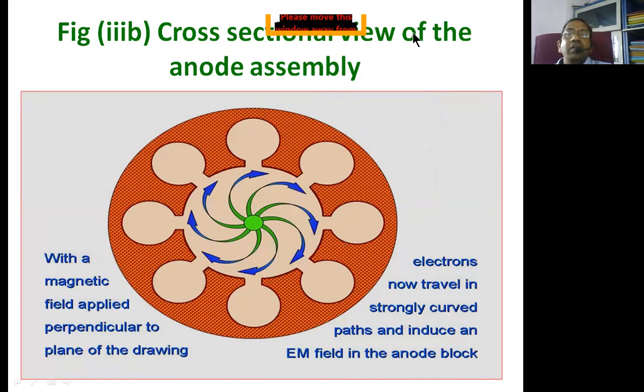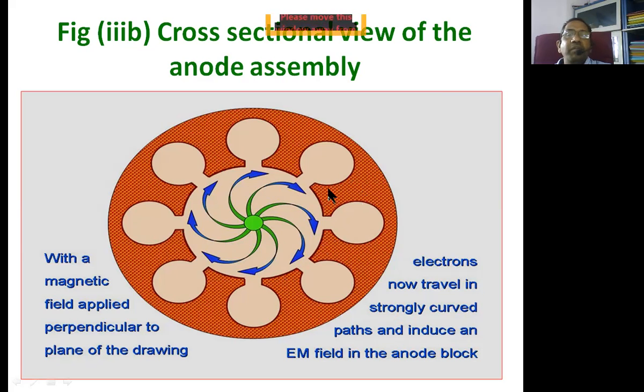Then here, the cross-sectional view of the anode assembly is shown. Now here, both electric and magnetic fields are applied. When both are applied, the electrons now travel in a strongly curved path. See the electron, how it is traveling now? The electron direction is converted from a straight line path to a strongly curved path and induces an EM field in the anode block.